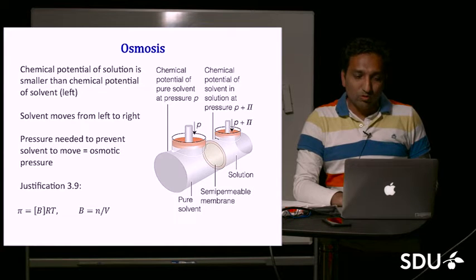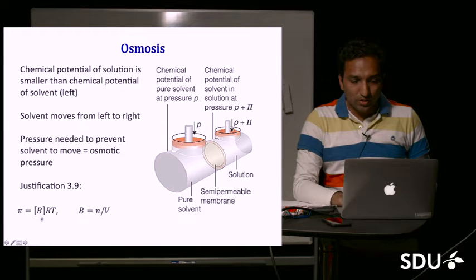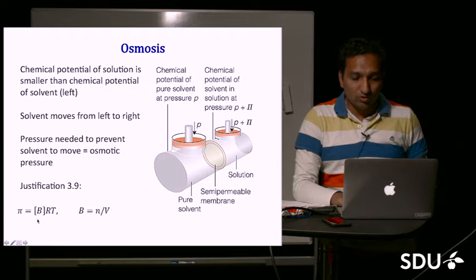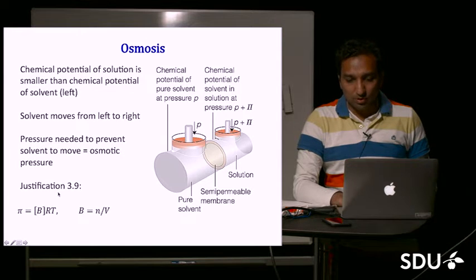We will now try to derive the Van't Hoff equation, which relates the osmotic pressure to the concentration of the solute. Remember, this is the molality of the solute, so it has no information about the identity of the solute. And this is given by Justification 3.9 in the book.